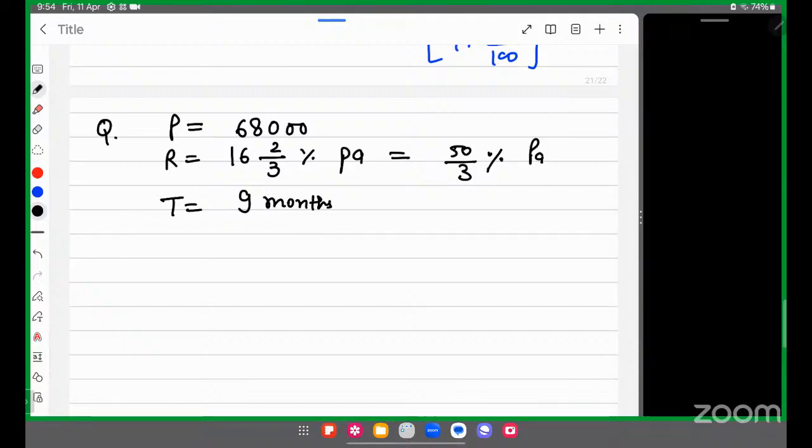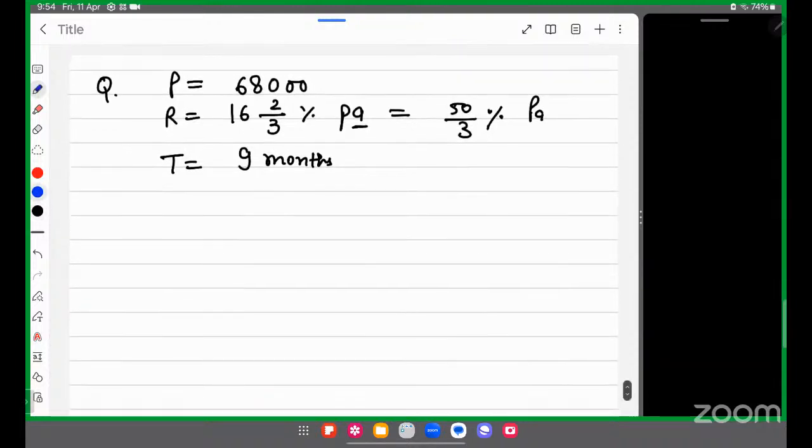But the interest rate is per annum, means rate is calculated yearly. So we have to convert months into years. So how many years will be there in 9 months? Total months we have 9 and this will be 12. This will be 3 by 4 years.